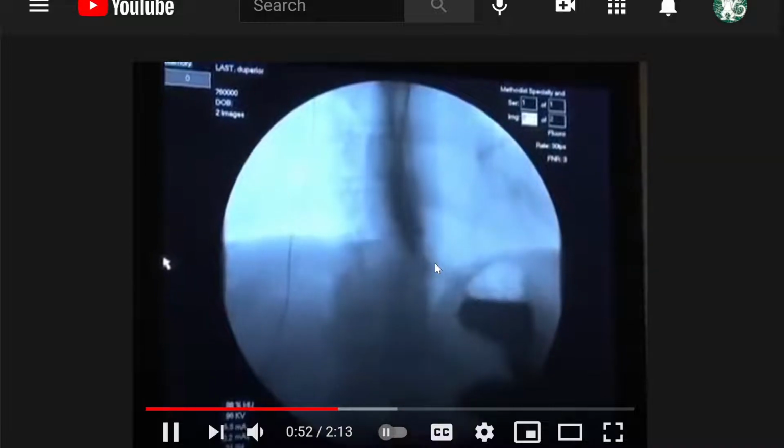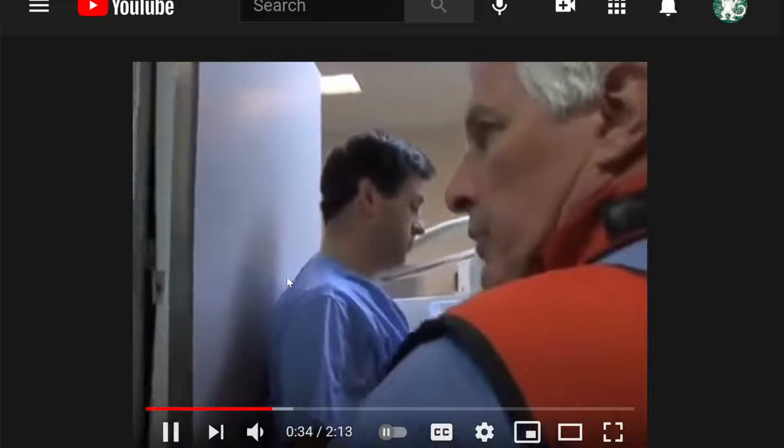View of the distal esophagus. One more swallow, please. Because it shows up on the X-ray. Then take two big swallows.